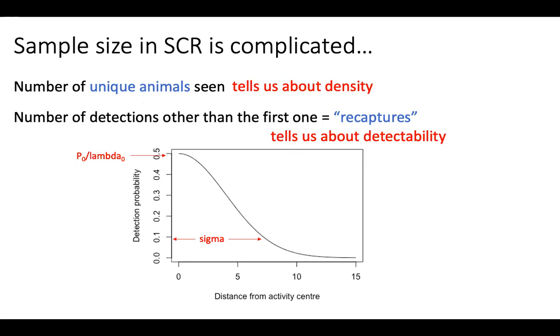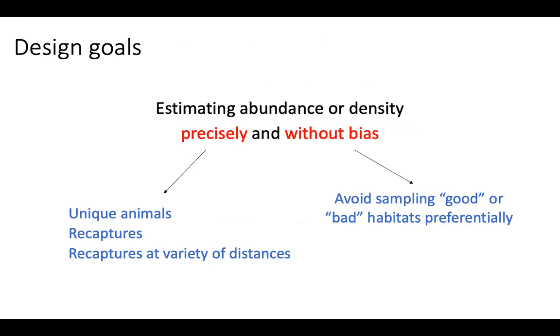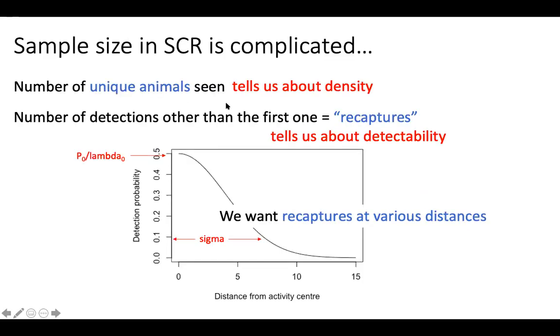And what makes it even more difficult is that we want recaptures, not just any kind of recaptures, but we want recaptures at various distances. And the reason for that is we need to estimate this detection function at a whole bunch of distances. So if we get all of our recaptures at one distance, that's not going to give us very good estimates of the detection function. We need recaptures at a whole lot of different distances. And so that complicates things further.